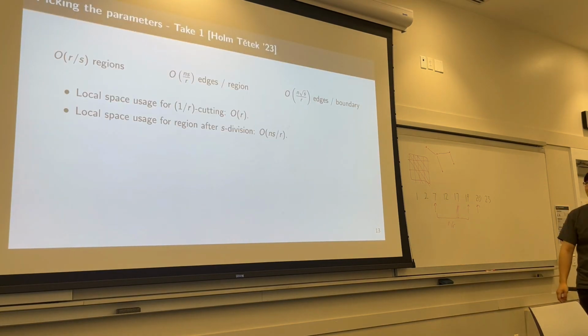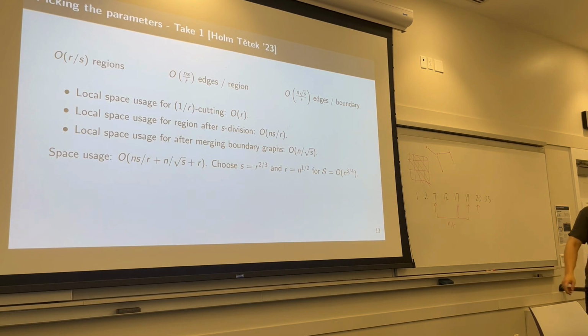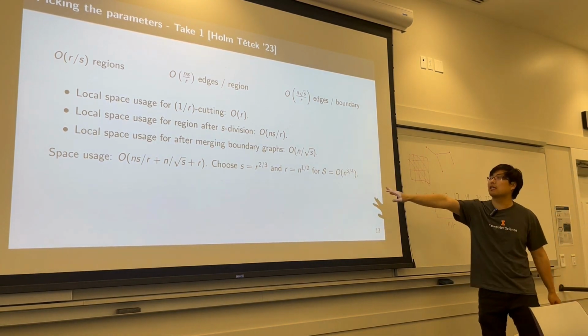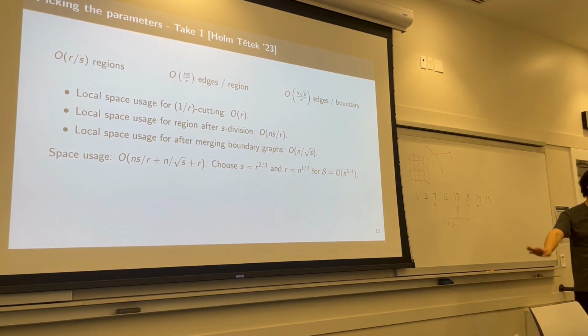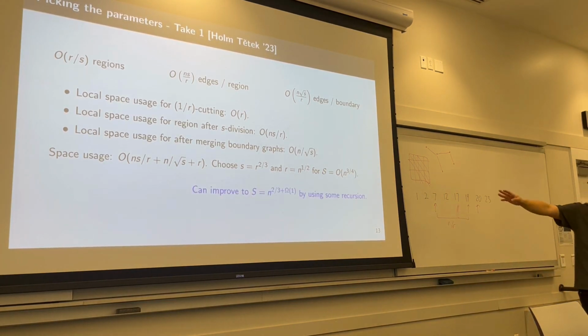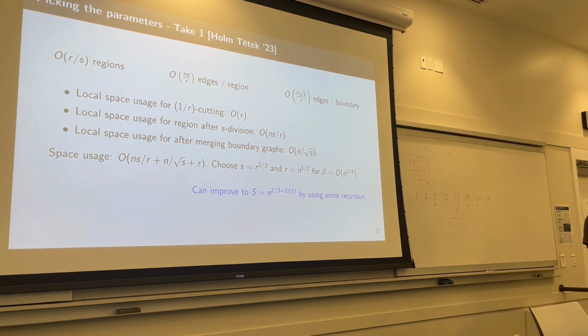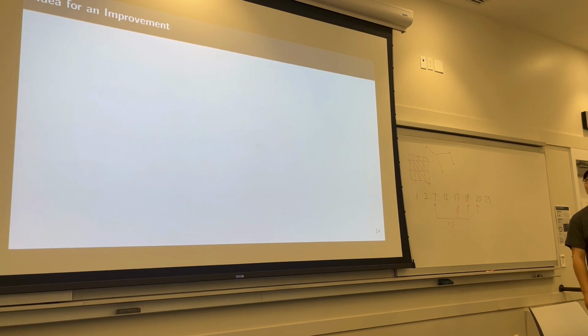I won't go through the actual optimization of the parameters, but you need to pick r. You have to balance some things around, and it turns out you need space at least 3/4, and you can improve slightly to 2/3 by using some recursion. But that's the Holm and Tětek result. And I would like to talk a bit about our result.